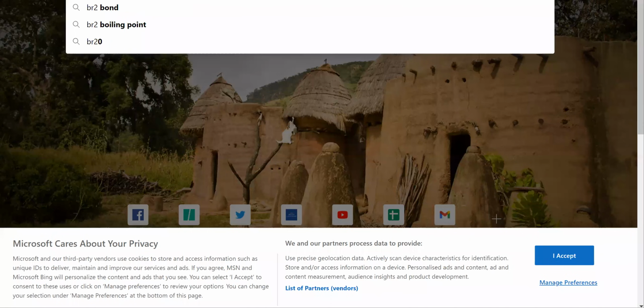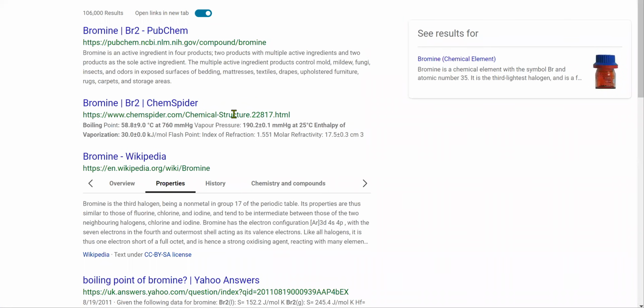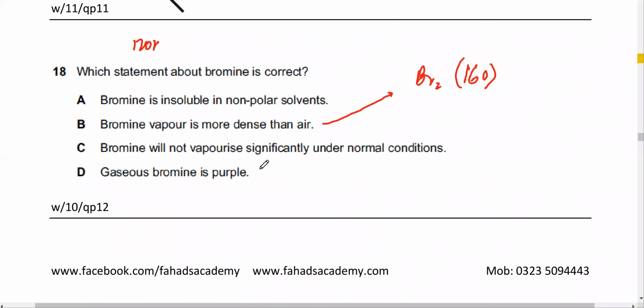We can also have a look at the boiling point, which I think is below water. Okay, the boiling point is around 58. Water evaporates significantly, alcohols evaporate significantly. Alcohols have a boiling point around 70. So bromine is going to evaporate a lot more compared to the two. 59 degrees centigrade, that's very low. So significant evaporation would happen. And gaseous bromine is not purple, it's orange or brown or red-brown.